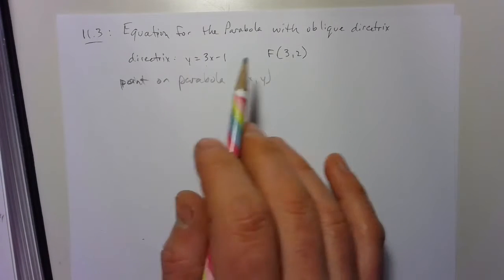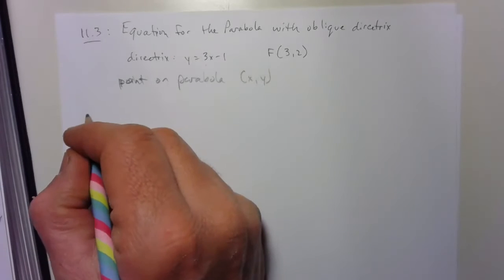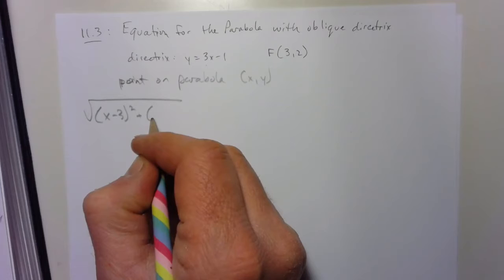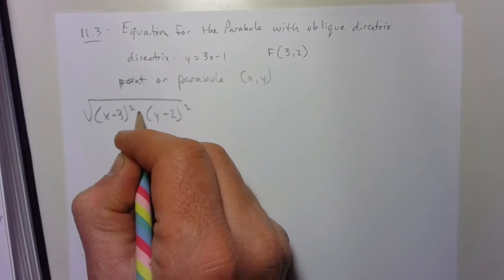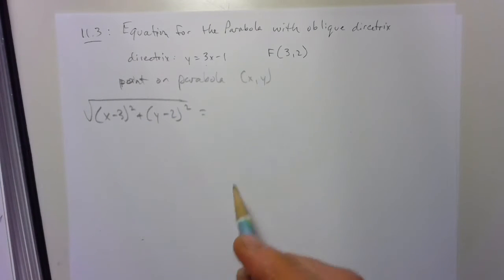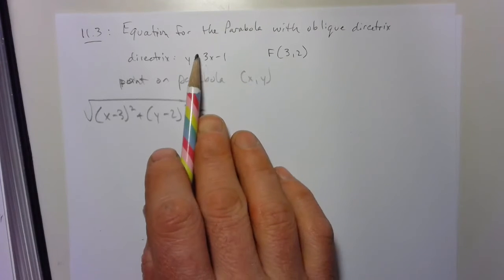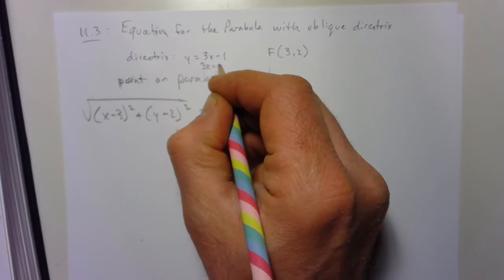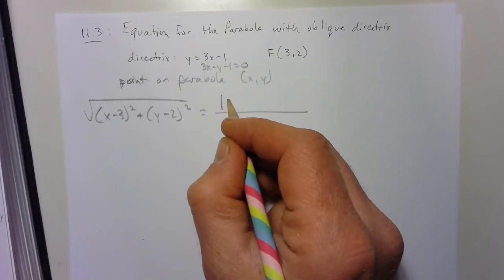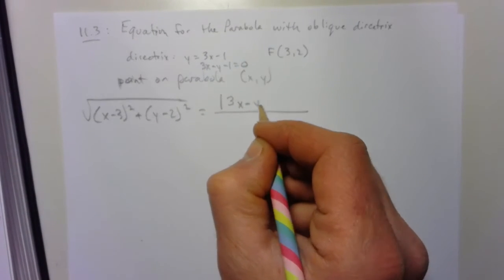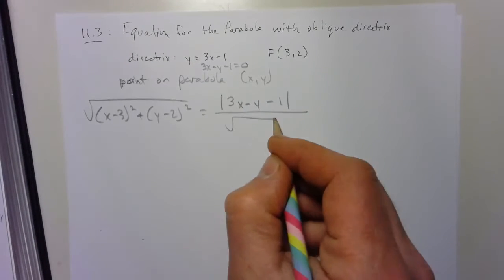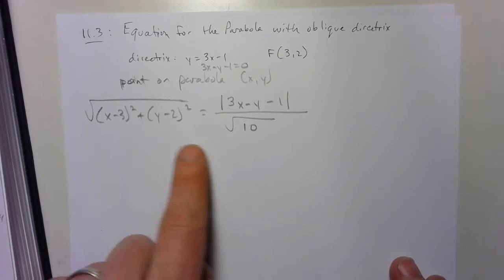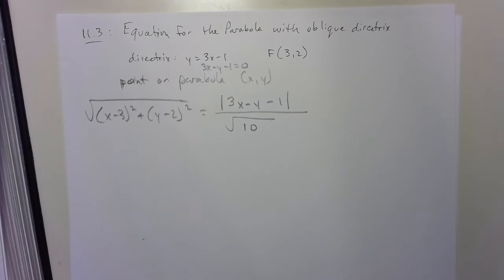The distance from that point to the focus would be the distance formula: the square root of x minus 3 squared plus y minus 2 squared. That distance needs to equal the distance from this point to that line. We'll change that line to general form: 3x minus y minus 1 over the square root of 10, which is 3 squared plus 1 squared. So this is our distance from a point to a line equation, and that's our distance formula between 2 points.